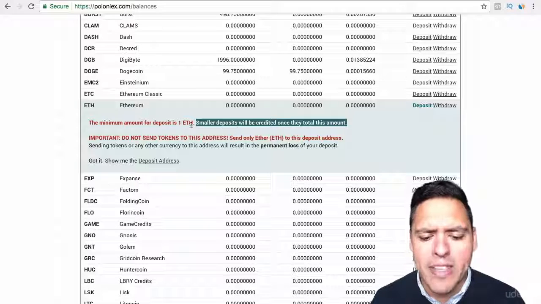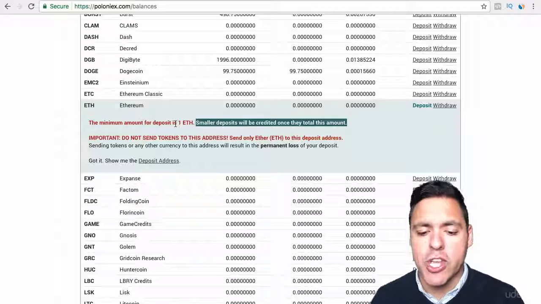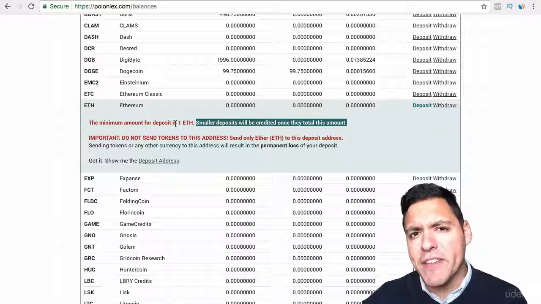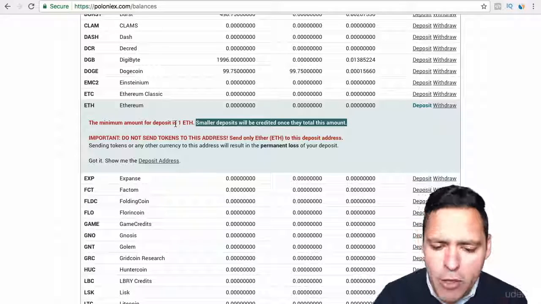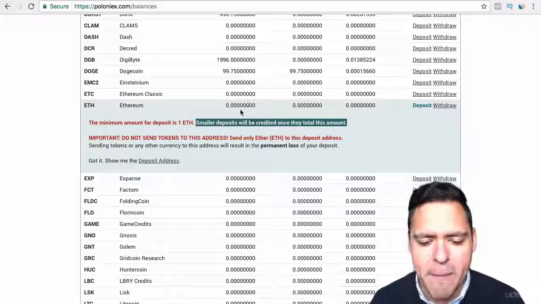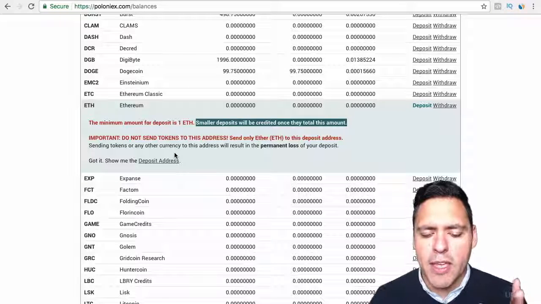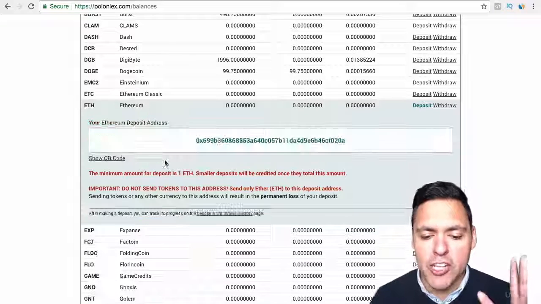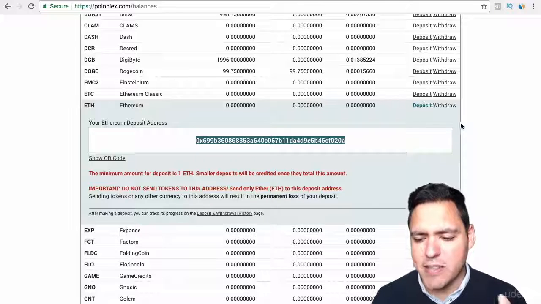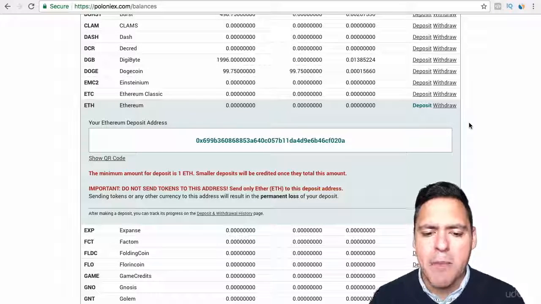So if you send 0.6 of an Ethereum, it won't show up until you add the other 0.4 of an Ethereum, and then it will show up in the Ethereum balance. Okay, so they make you understand this before they actually show you the deposit address, and this is the deposit address. And you do the same process.